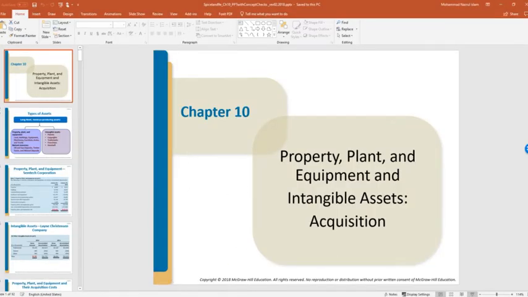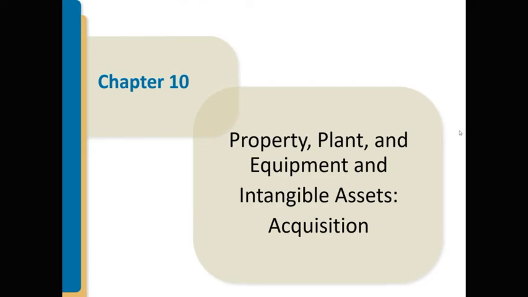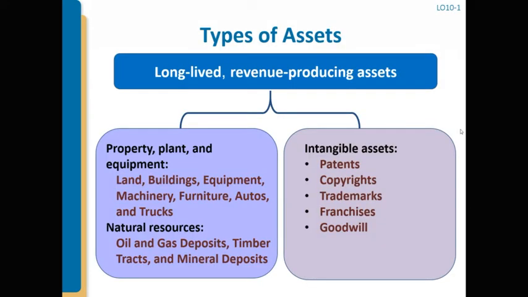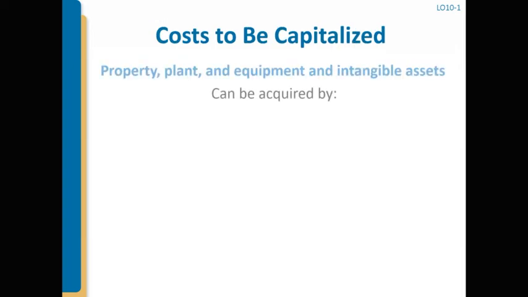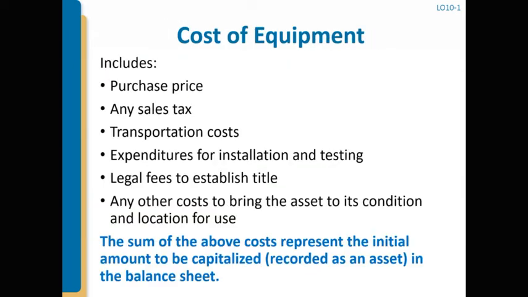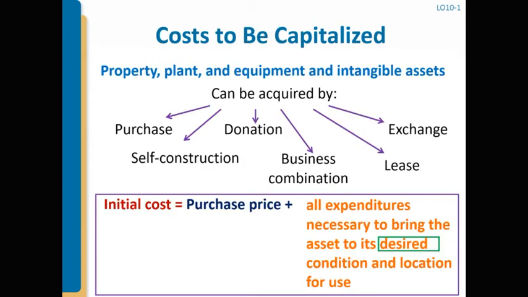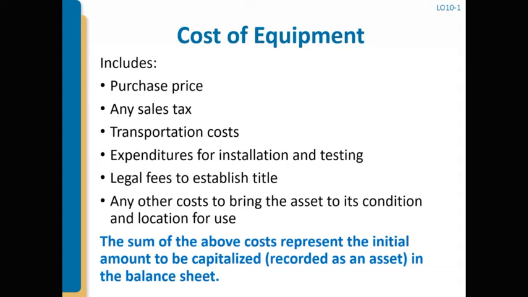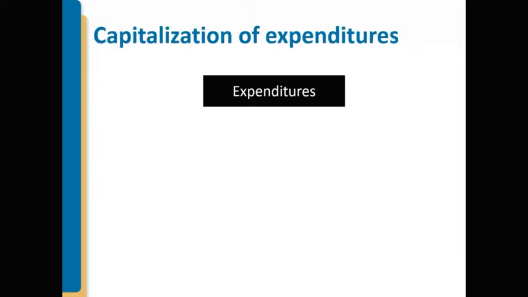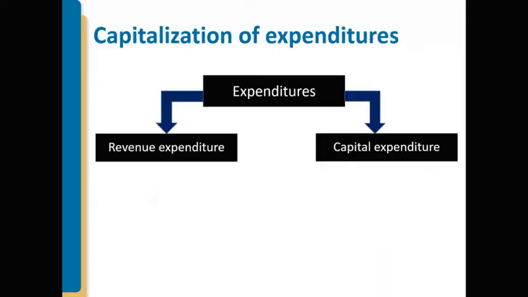This is chapter 10: property, plant and equipment, under long-lived assets. You will go through our problem first. The initial cost will be equal to the purchase price plus all expenditures that are required to bring the asset to its desired condition and location for use, and the cost of equipment will include the purchase price, sales tax, and capitalization of expenditure. It depends on the nature of the expenses.